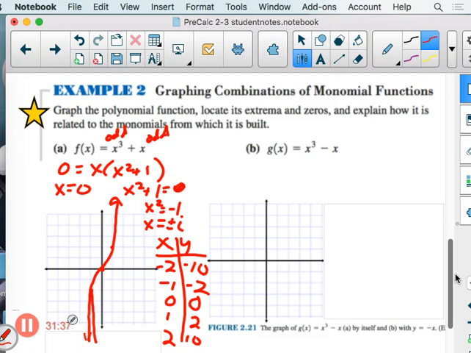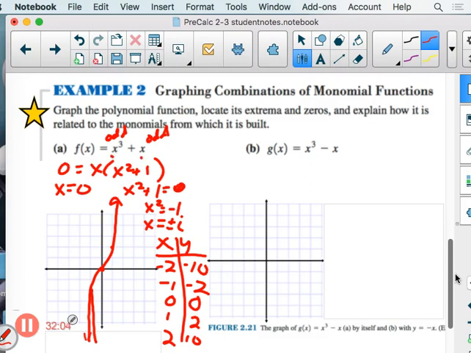And that is the final product, because we had to use a table to get that. So it says locate its extremum. This doesn't have a local min or a local max. There's no obvious hill or valley here, so we're not going to be able to do extremum. Zeros, already did it right here, and in the table we can see 0, 0. That's there. Okay.